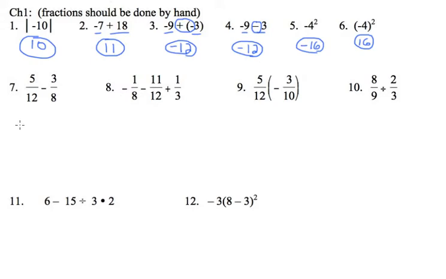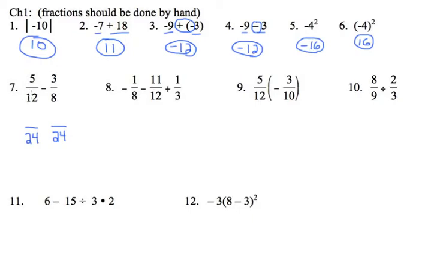When you add or subtract fractions, you need a common denominator. So with 12 and 8, I need a number that both of those numbers divide evenly into. I could multiply 12 and 8, but that'll give me a pretty large number. So if I use 24, 12 divides into 24 and 8 divides into 24.